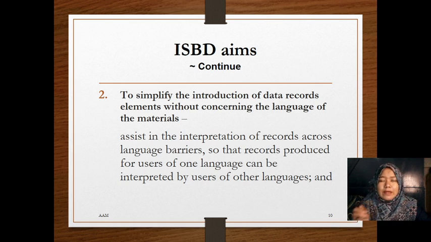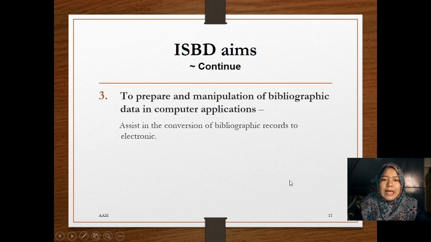Definitely the beauty of language itself. We do have a variety of languages all over the world. Even though we don't understand that kind of language, we know what a particular item belongs to. So this one we know is the title, this is the name of the author, for example. And so a record produced for the user of one language can be interpreted by a user of another language, and it prepares bibliographic data for manipulation in computer applications. This is a way to assist in the conversion of bibliographic records to electronic form.